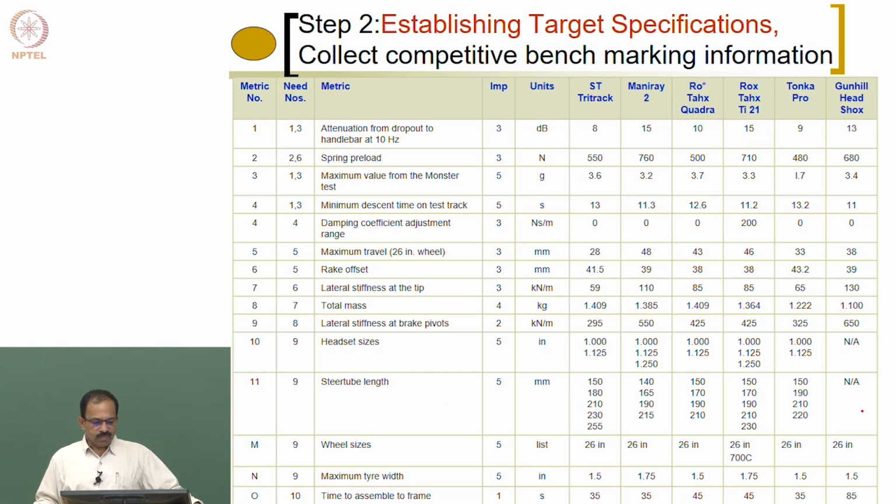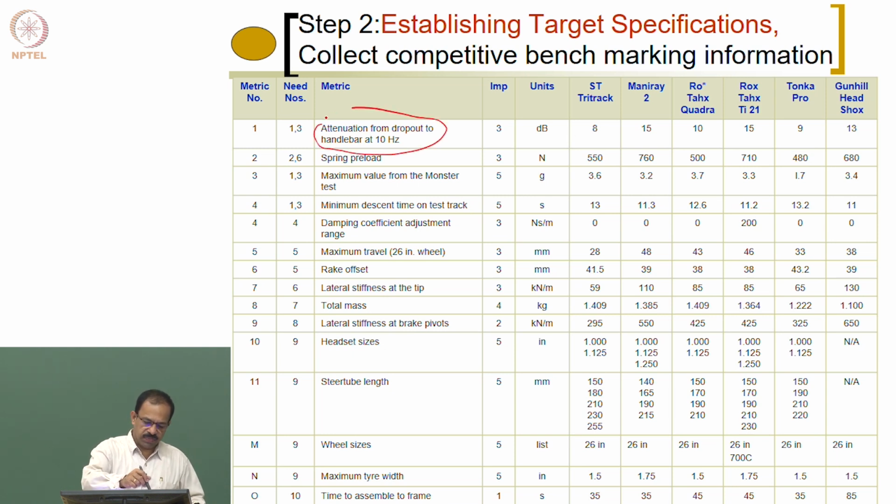Now we try to get the values here. So now we move to the corresponding metrics. Each need had a metric. Then we try to find out what is the value that these companies are using for each metric. So one metric was attenuation. You can see that it is 15 dB attenuation here, ROX, and that's why it is satisfying the customer very well. And this is also using 15, and some of them are using 8, some of them are using 9, etc.